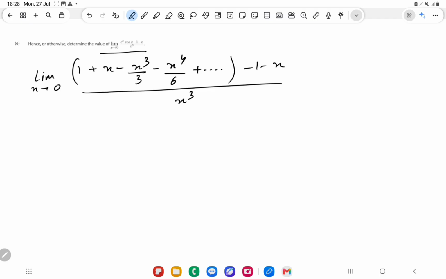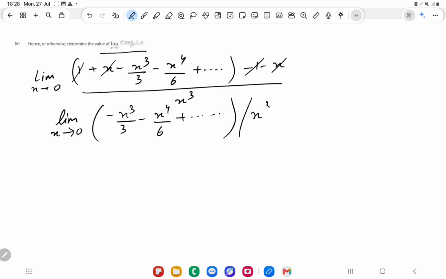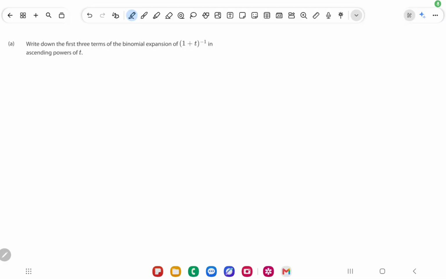Now we can separate, we can apply L'Hopital and then we can solve it. So there is no need to apply L'Hopital, as when we open this these two will get cancelled out. So I am left with minus x cube over 3 minus x to the power 4 over 6 and so on, divided by x cube. So x cube will get cancelled out and I am left with minus 1.